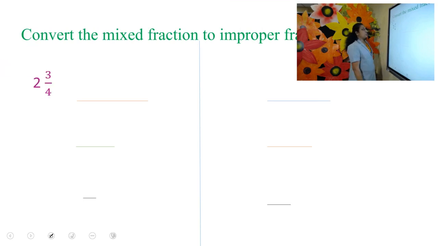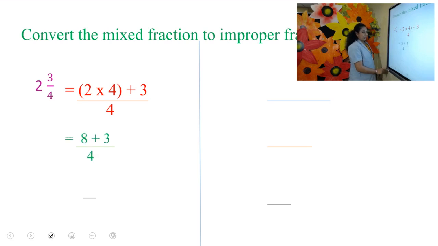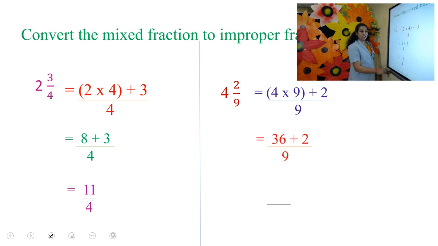First question. 2 and 3 by 4. What will we do? First step is 2 into 4 plus 3 by 4. Whole number into denominator plus numerator by the denominator. 2 into 4 is 8 plus 3 by 4. That is 11 by 4. Second question. 4 and 2 by 9. How will we write? 4 into 9 plus 2 by 9. 4 into 9 is 36 plus 2 by 9. 36 plus 2 is 38 by 9.